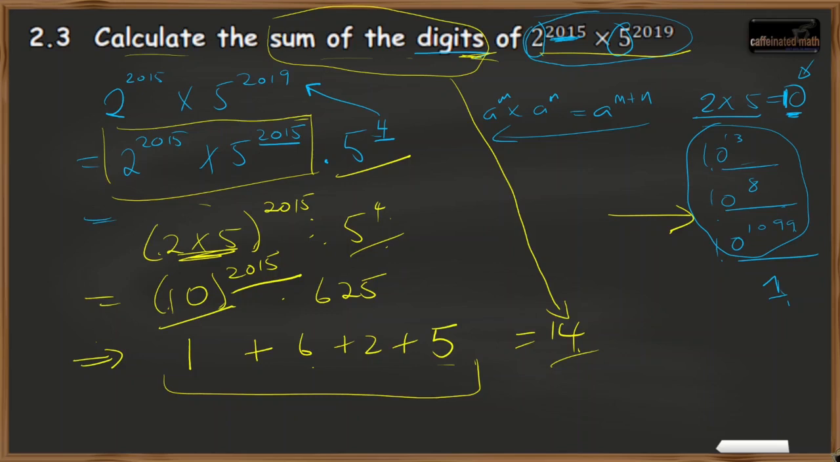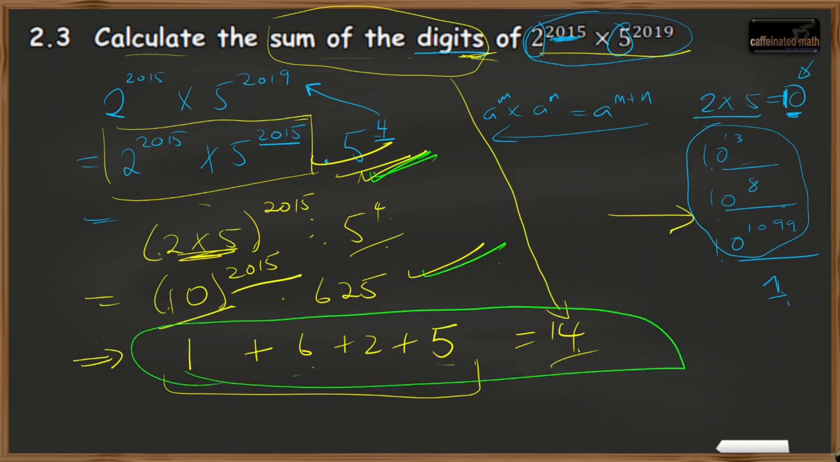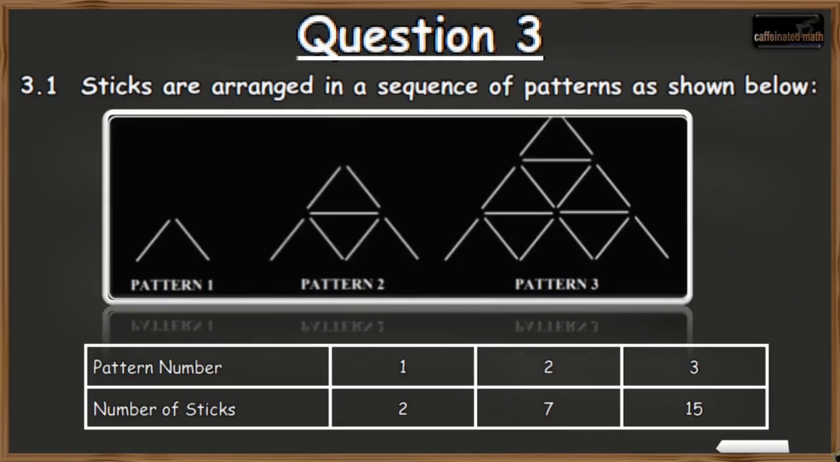Mark allocation, well, simplification, maybe I'll do it in another color so it's clearer. So your simplifications and then your actual calculation for the digits. That was fun. So let's have a look at question 3.